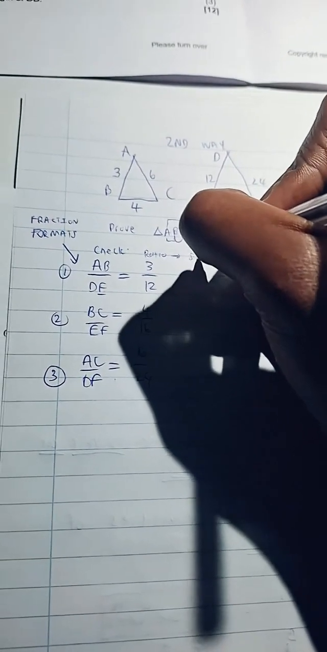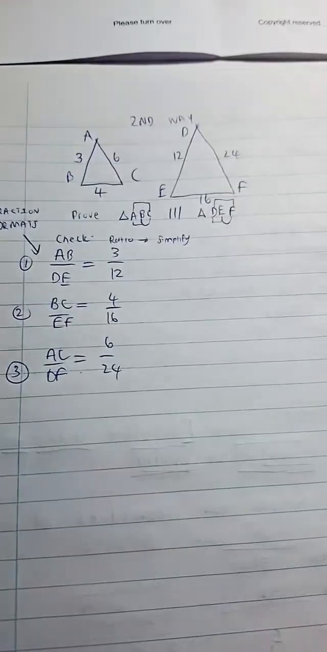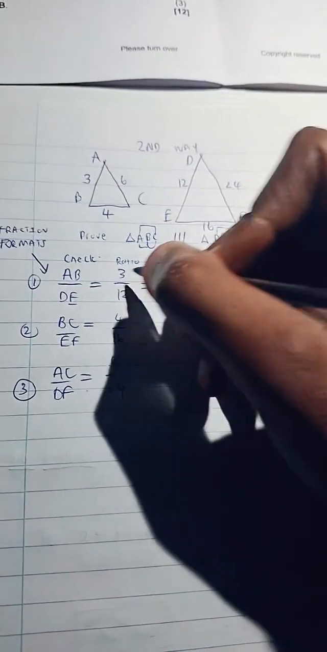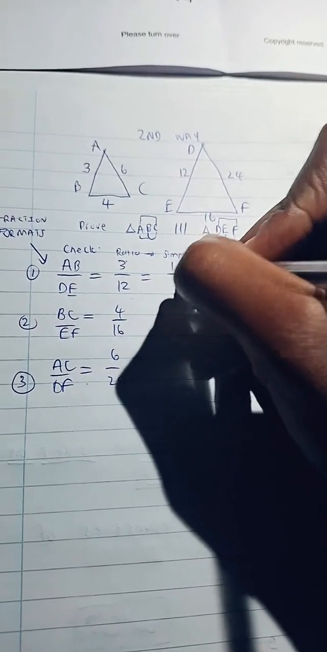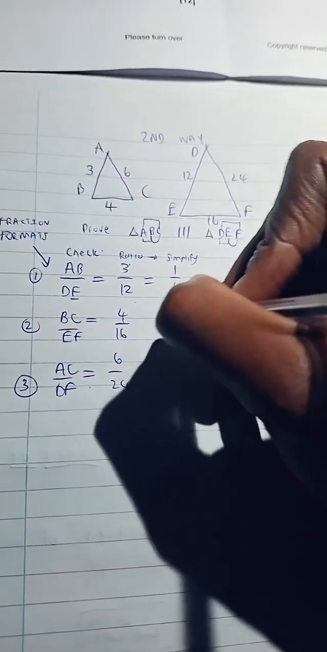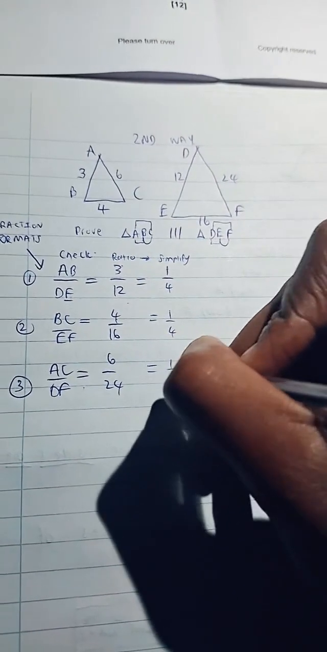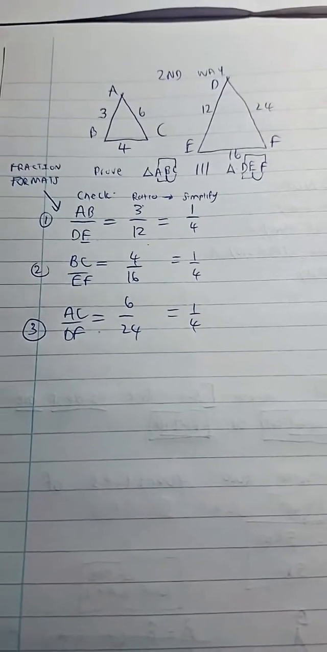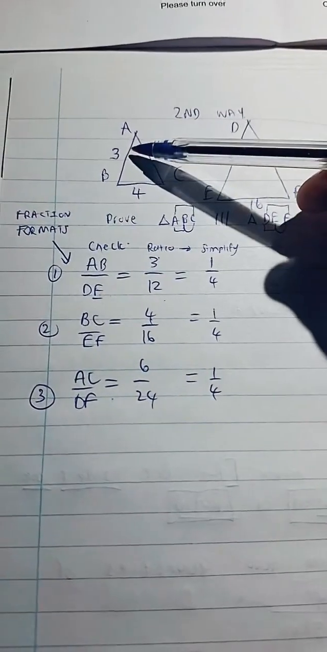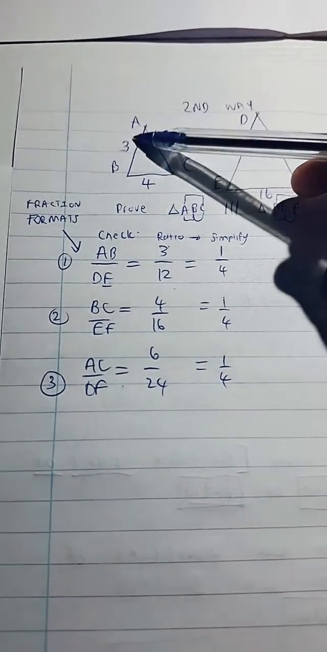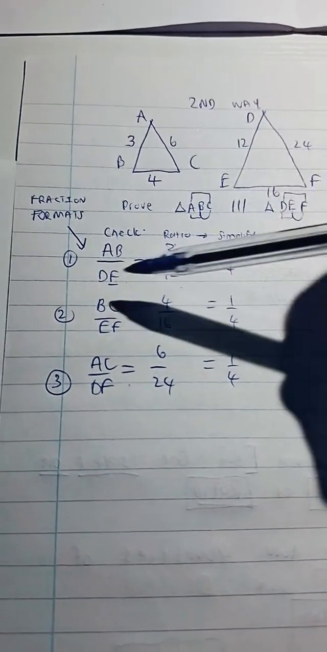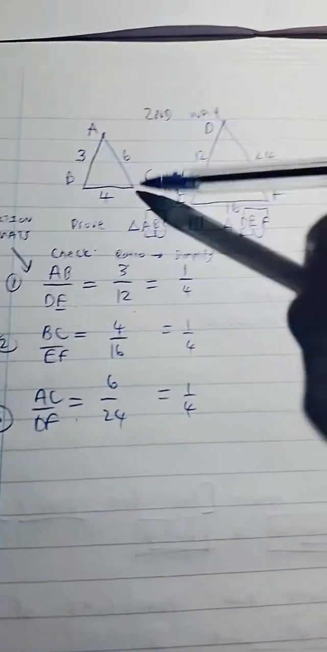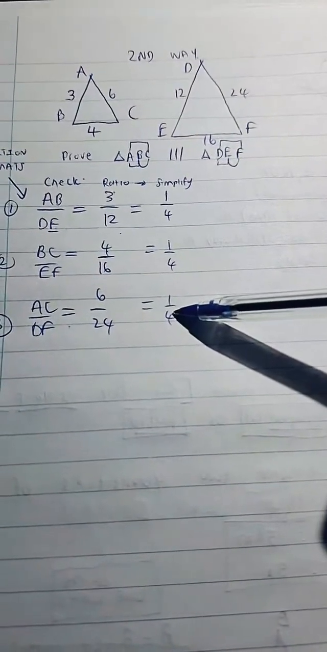Then the next step, simplify each ratio. Now guys, in previous grades, you've been learning how to simplify for days. 3 over 12, 1 over 4. 4 over 16, 1 over 4. 6 over 24, 1 over 4. What do you see before your face? AB over DE is 1 over 4. BC over EF is 1 over 4. AC over DF is 1 over 4.